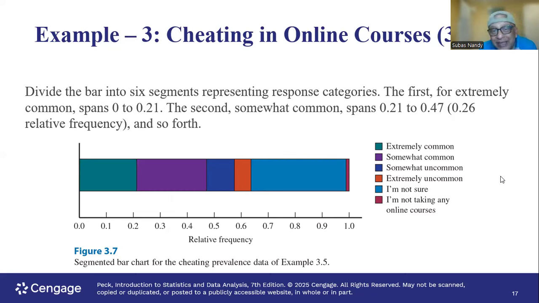Okay. So it's called segmented because each of these categories of response is sitting on top of one another. So for example, the first one, blue, is extremely common. The second one, purple, is somewhat common. So as we discussed before, these two categories of response are the most common. You add the relative frequencies, close to 50%, saying that cheating is going on.